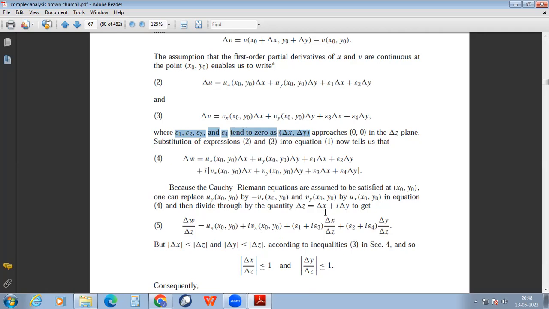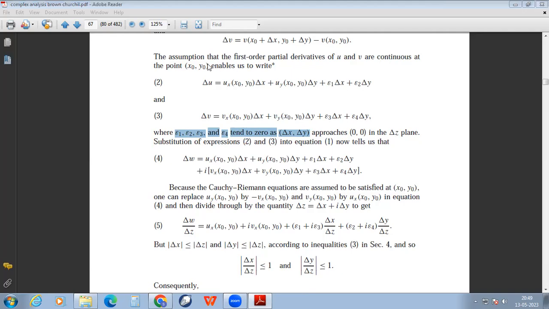And in this case you are having delta x upon delta z and delta y upon delta z. But you know better, delta z is nothing but delta x plus I times delta y. So individually, when I talk about the real part, the modulus of the real part has to be less than or equal to the modulus of the whole. Same way with this, the modulus of the imaginary part will be less than or equal. I suppose you are getting me.